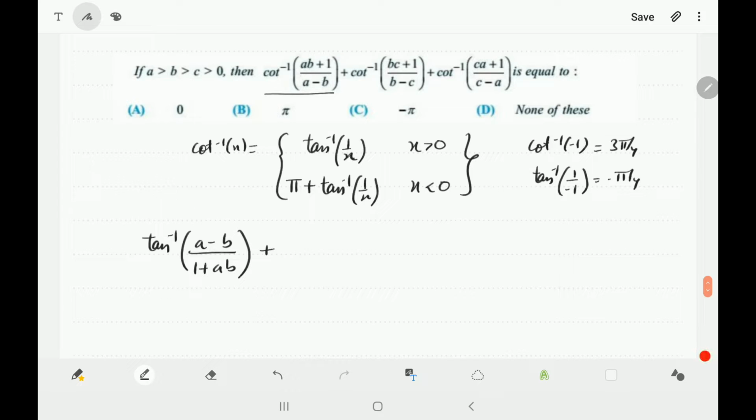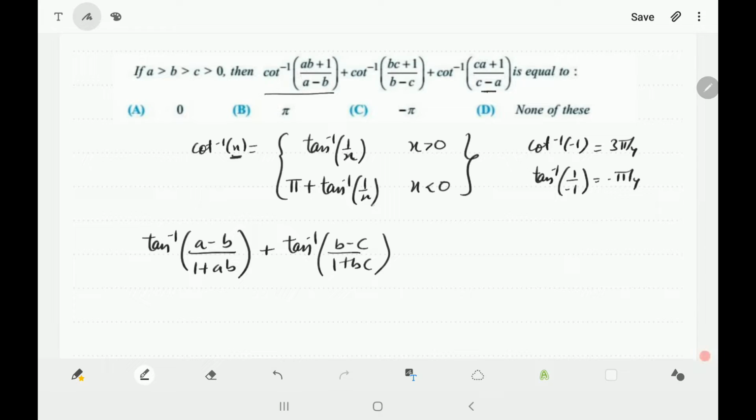Now if you see the second term, B minus C is also positive, BC plus 1 is also positive, so this can also be written as tan inverse of B minus C upon 1 plus BC. So before conversion, I have to check the inside term, whether x is positive or negative. Now if you see the third term, C minus A is a negative term.